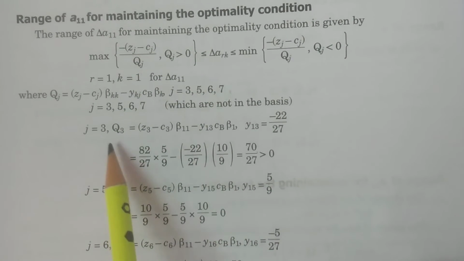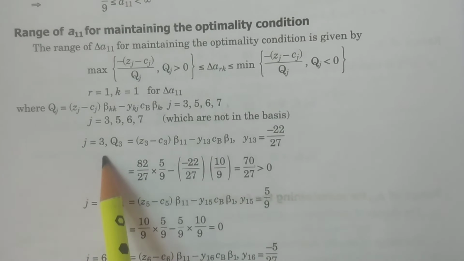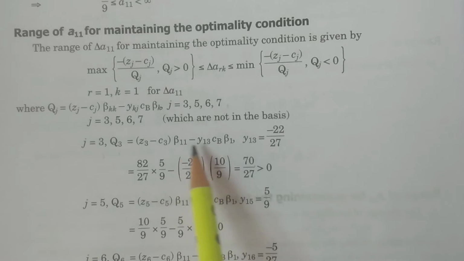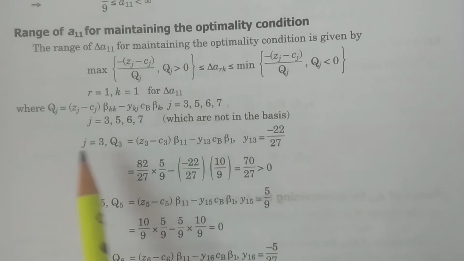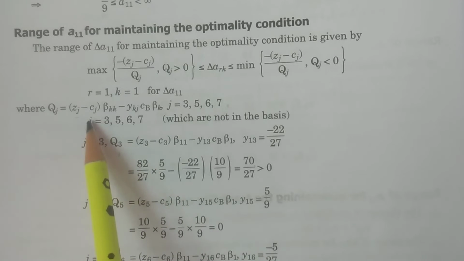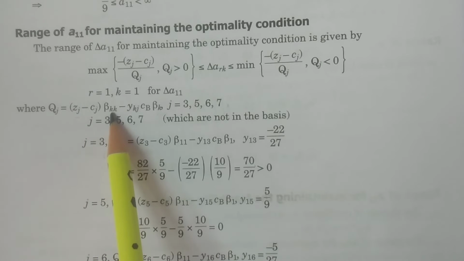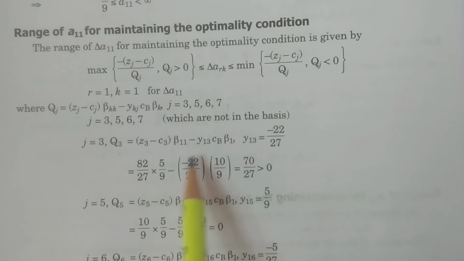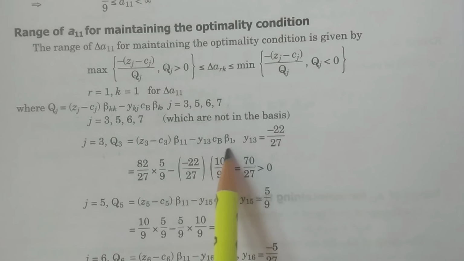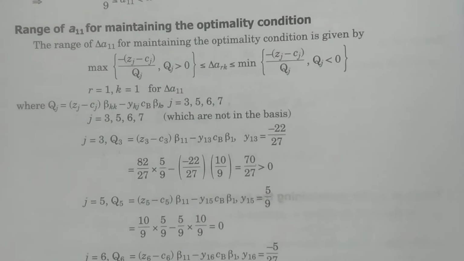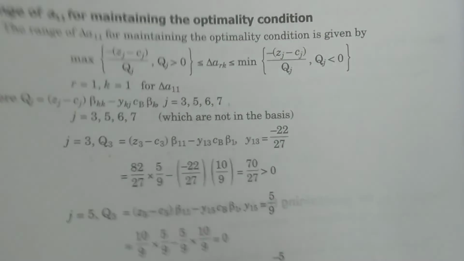Therefore, you calculate for j equal to 3. First of all, we calculate one by one, j equal to 3, 5, 6, 7. For j equal to 3 now, q3 is equal to (z3 minus c3) multiplied by beta 11 minus y13 CB beta 1. You substitute j equal to 3 and k equal to 1 here. So it is (z3 minus c3) into beta 11, with k equal to 1, minus ykj, that is y13 because j is 3, times CB beta k, where beta k is beta 1. Here y13 is equal to minus 22 by 27. I will show you the values of y13 and z3 minus c3 also.